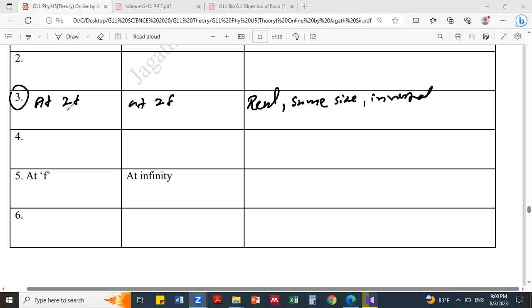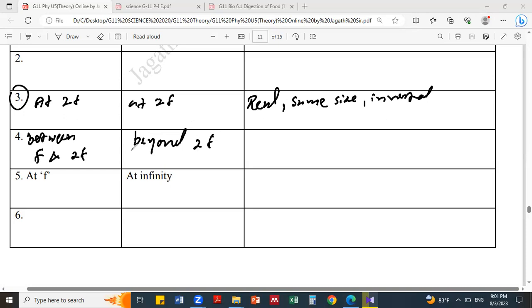Now, after 2f, what happened? Between f and 2f, then you bring the object or the candle a bit closer to the lens. Then what's the next position? Between f and 2f, image you can check. That will be beyond 2f. Yeah, very good, Muhammad. Image will be beyond 2f. Let's see the ray diagram.